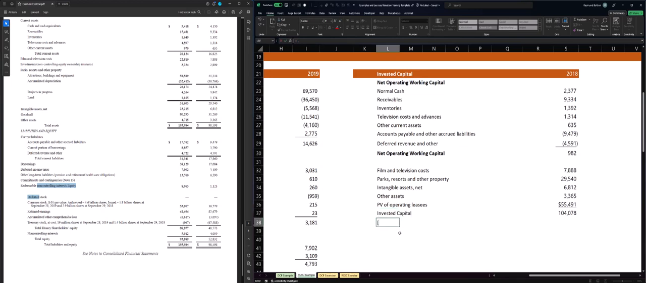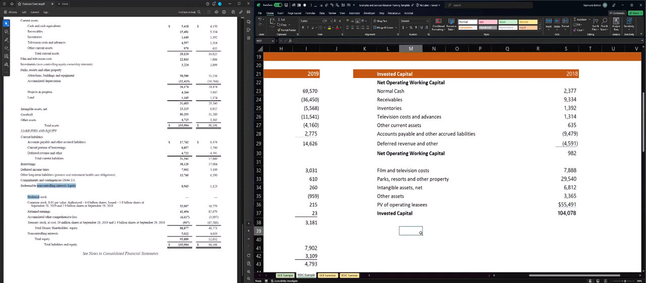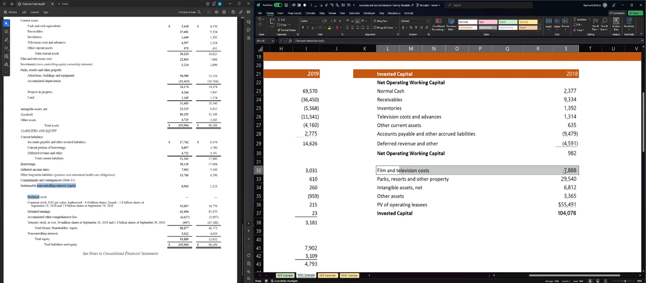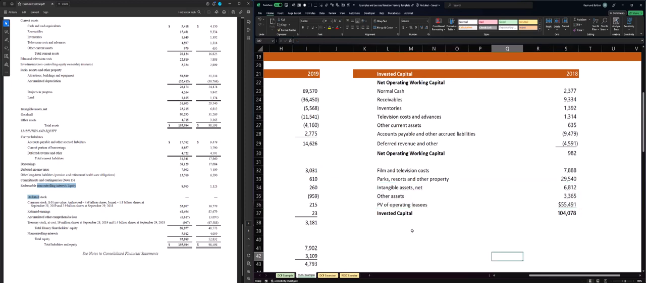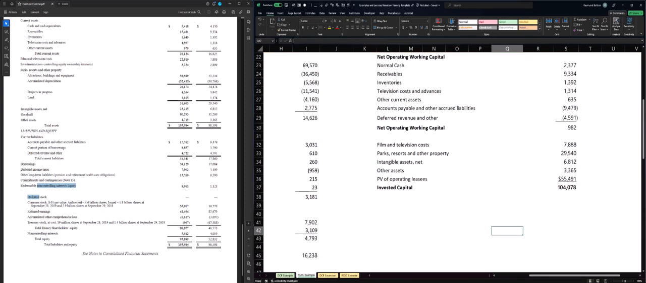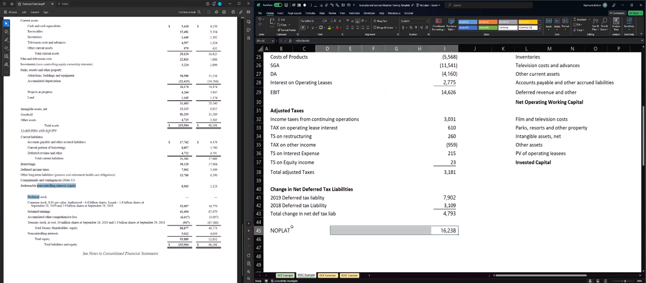Right? So the difference between the quick and dirty way of doing things, you might not include film and television costs because you're only including this, right? You might not include all these other stuff. So it's more comprehensive than the quick and dirty way formula. And of that, now we have invested capital. Let me just put a box on it, and we have our NOPLAT.